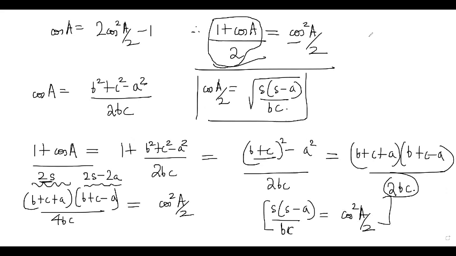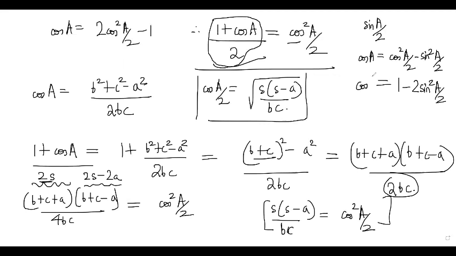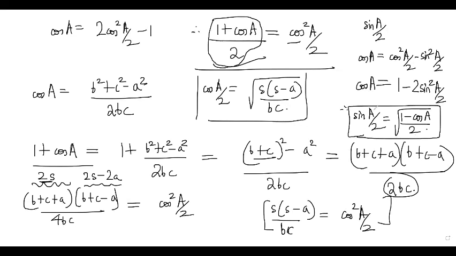So you get cos A by 2 is equal to this. And similarly, you can do sine A by 2 also. Since cos A is equal to cos square A by 2 minus sine square A by 2, you can say that this is equal to 1 minus 2 sine square A by 2. That is your cos A, and therefore sine A by 2 will be equal to root over 1 minus cos A whole divided by 2, right? This is your sine A by 2, right?